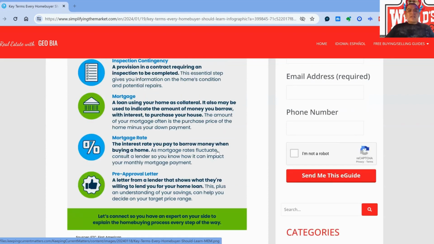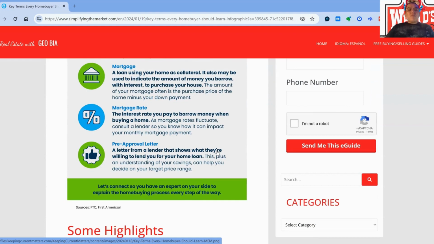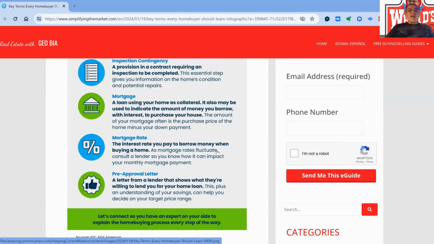Mortgage rate, the interest you pay to borrow money when buying a home. A mortgage rate fluctuates. Consult a lender so you know how it can impact your monthly mortgage payment. Pre-approval letter, a letter from a lender that shows what they're willing to lend you for your home loan. This, plus an understanding of your savings, can help you decide on your target price range.